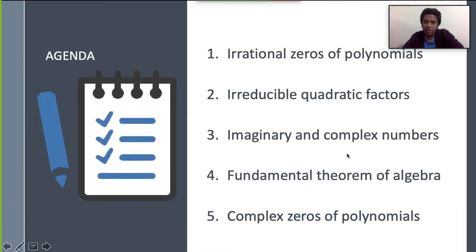We have irrational zeros of polynomials, irreducible quadratic factors, imaginary and complex numbers, the fundamental theorem of algebra, and complex zeros of polynomials. These are the agenda for today's lesson. Let's begin.